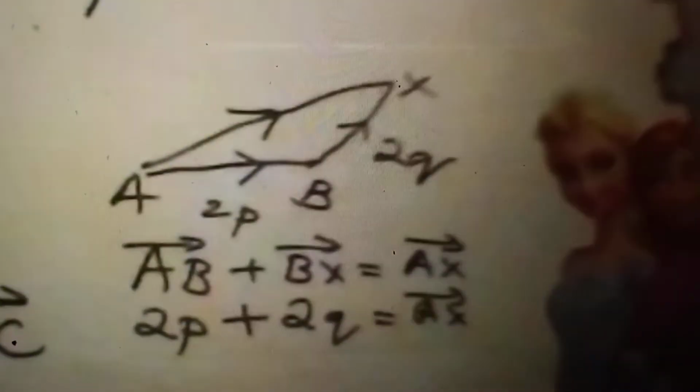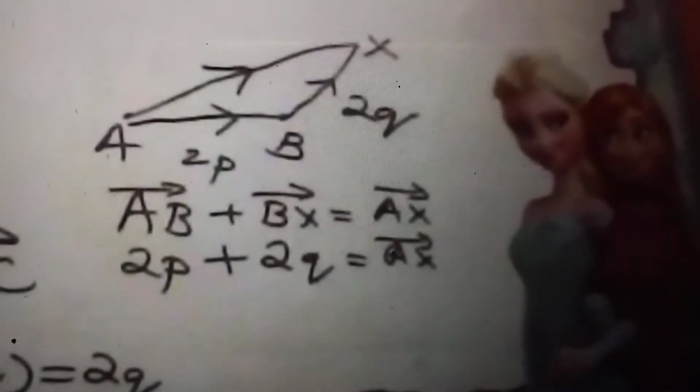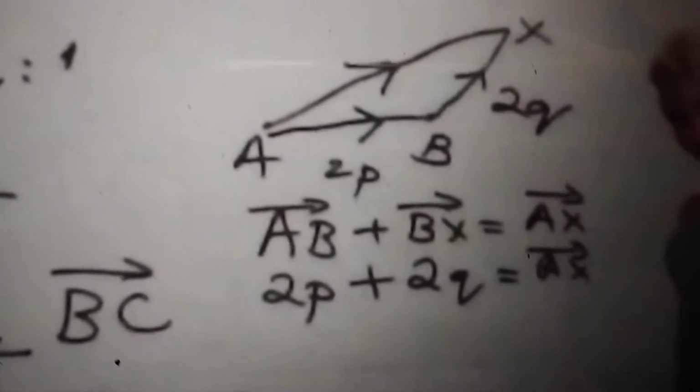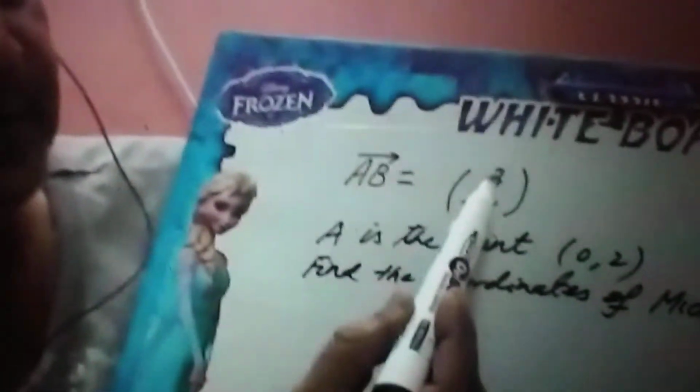So vector AB plus vector BX is equal to vector AX. Now put the values: 2P plus what is BX? 2Q, and that will be giving you the answer. Yeah, 2P plus 2Q. Yeah, that's how I got it as well. Very good.